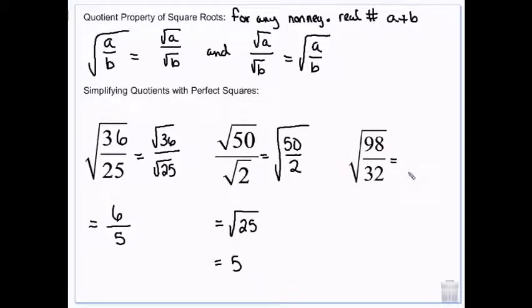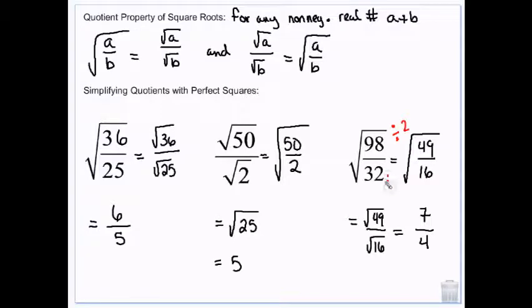Sometimes we have to look at things and say, okay, well, that's not a perfect square, that's not a perfect square. But what would happen if I divided both of these by 2? I simplified that fraction. In which case, I can then split it, and I get 7 over 4. So here I divided both of these by 2 to simplify the fraction inside first and then split it.